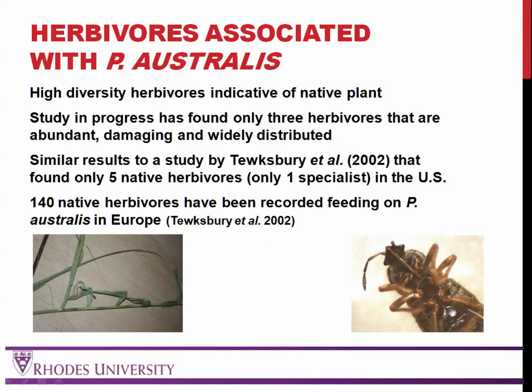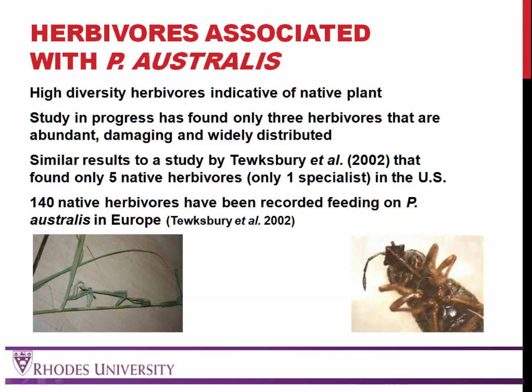What I have found so far is that I've only found three herbivores that are abundant, widespread, and damaging on Phragmites. This is surprisingly low for a plant that we consider native to South Africa. What's more interesting is that this is very similar to the results found in the US. A study by Tewksbury in 2002 found only about five native herbivores feeding on Phragmites in the US.